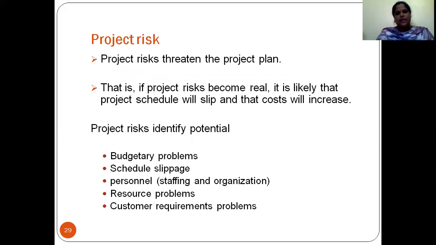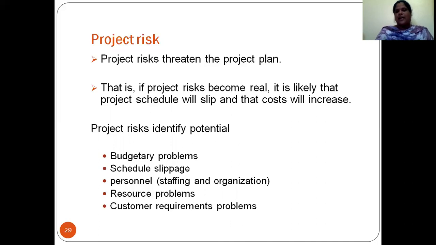Now, first we will discuss about the project risk. So project risk, it will threaten the project plan. If a project risk becomes real, it is likely the project schedule will shift and the cost will increase. So project risks are, as I said, budget problems, schedule slippage, personal resource problems, customer requirements problems. Budget problems means you estimate the budget to complete a project, but the budget taken for the project may increase.